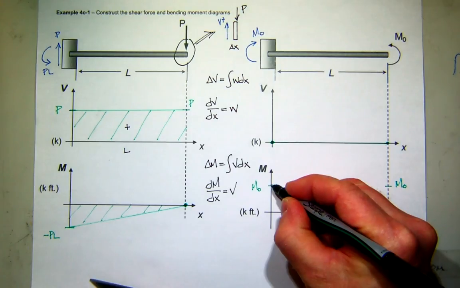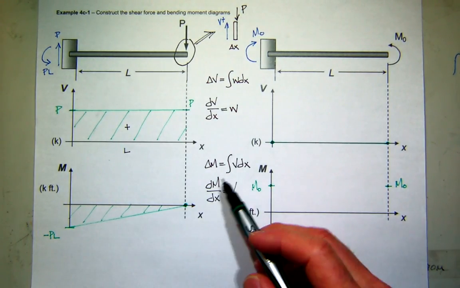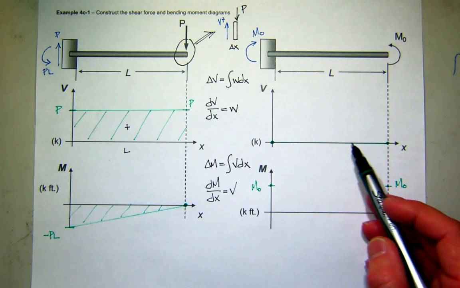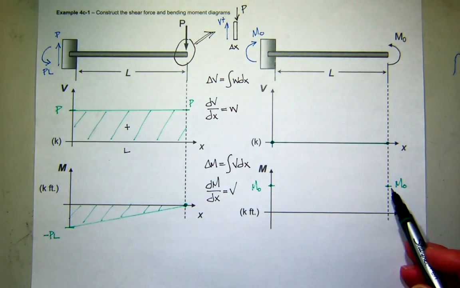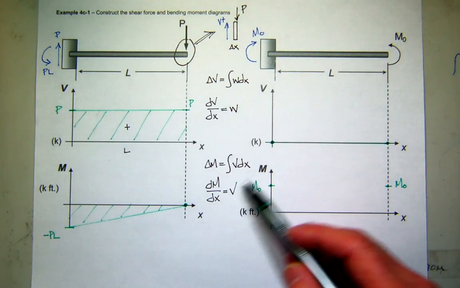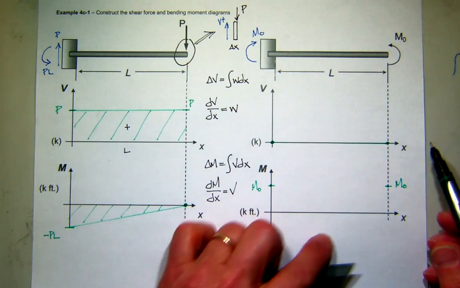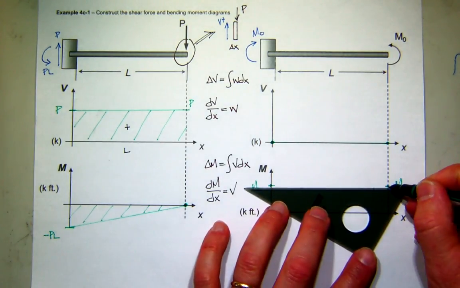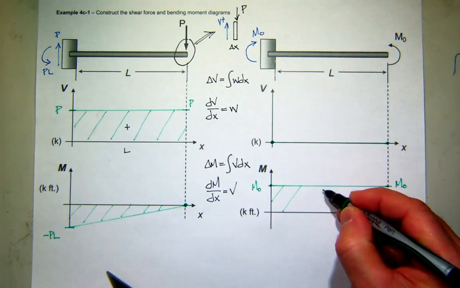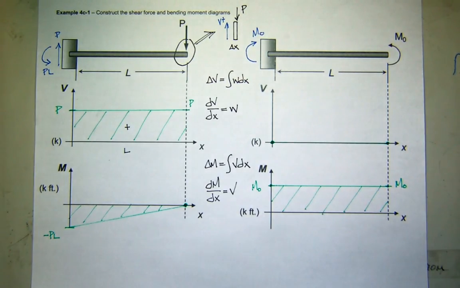So I know where I'm starting, know where I'm ending. Change in moment is the area in the shear diagram. There is no shear diagram, so there is no change in moment. That works. And the slope of the moment diagram is equal to the shear. What's the value of the shear everywhere? 0. So that means everywhere the slope of our moment diagram is 0. So this is the case where we have constant bending moment throughout the whole cantilever.